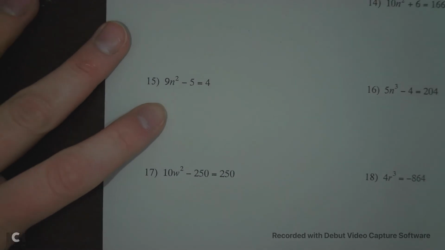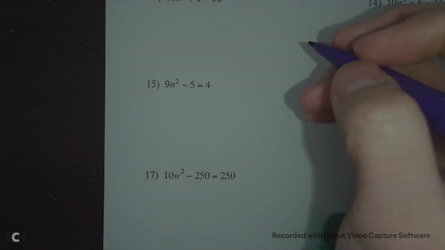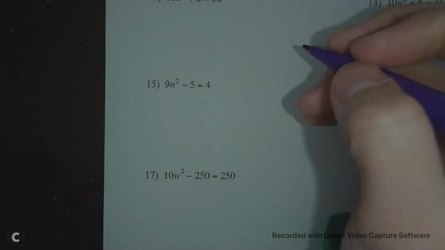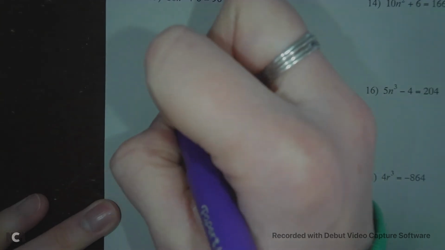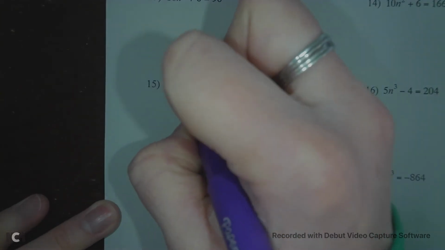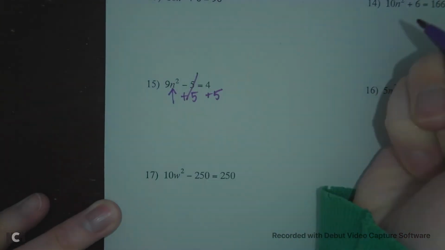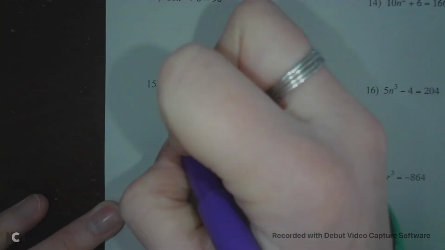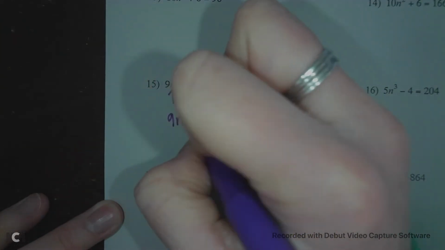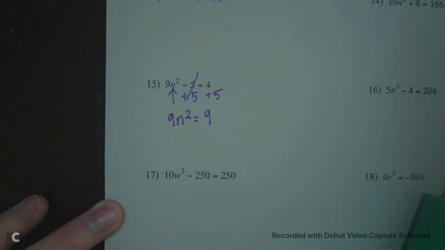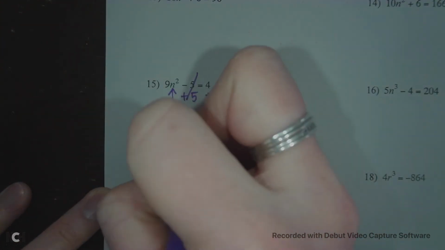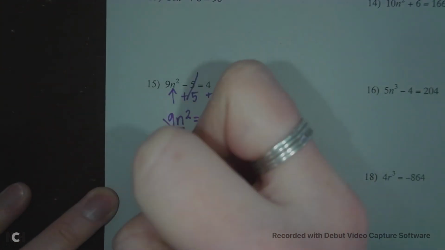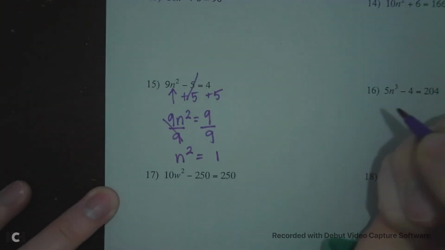These are two-steppers, so like 15. So the first thing that we're going to do is get this n squared by itself. So we do the opposite of minus, so we add 5 to each side. Because remember, we add and subtract first, then multiply and divide. So now we have 9n squared equals 4 plus 5, which is 9. Then to get our n squared by itself, we divide each side by 9, and n squared equals 1.